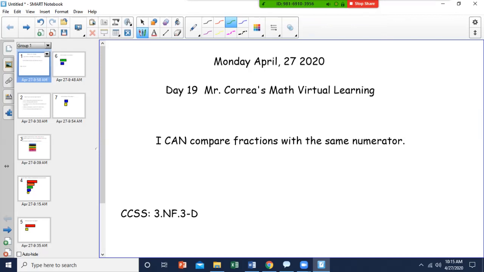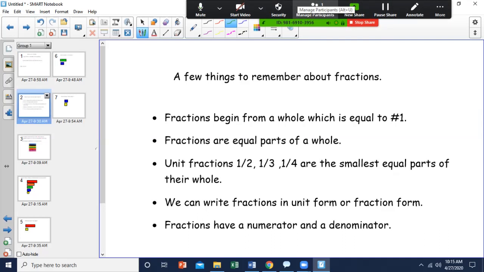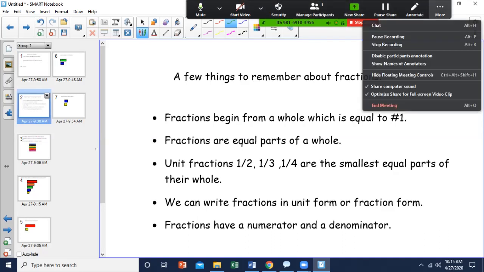Correa's Math Virtual Learning. Today, scholars, we're going to work on comparing fractions with the same numerator. Just a few things to remember about fractions. Fractions begin from a whole, which is equal to the number 1. Fractions are equal parts of a whole. Unit fractions, such as 1/2, 1/3, 1/4, are the smallest equal parts of their whole. And we can write fractions in unit or fraction form. And last but not least, fractions have a numerator and a denominator.